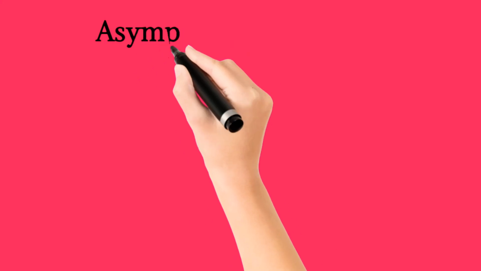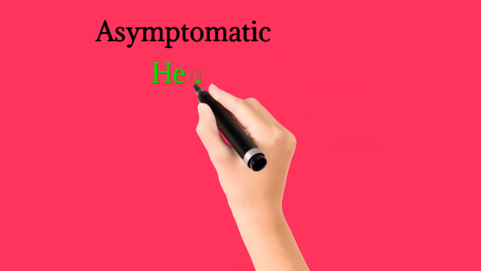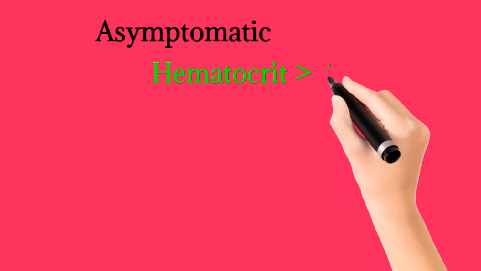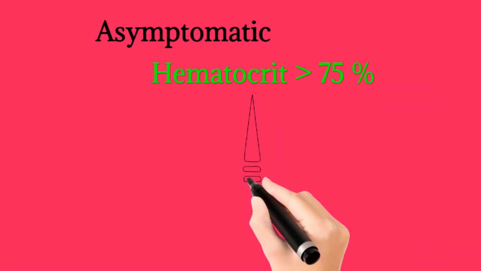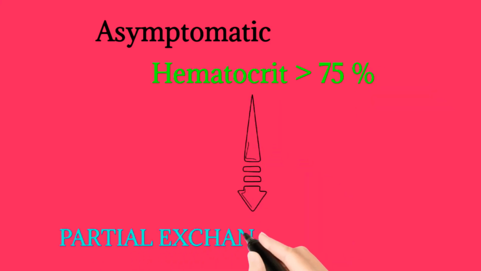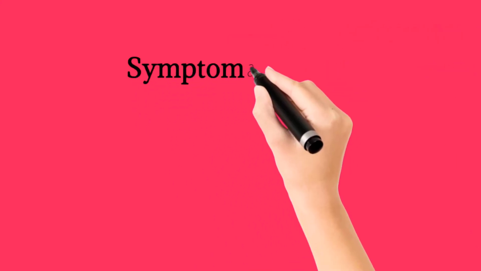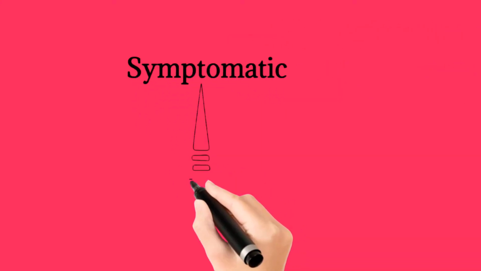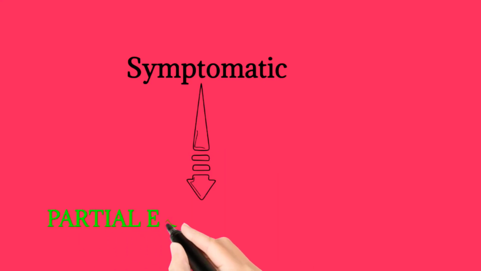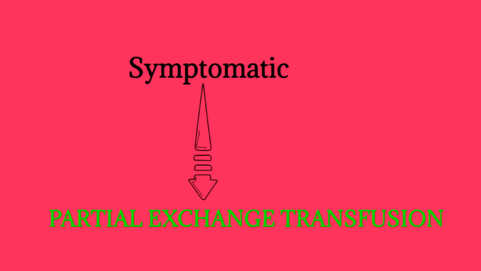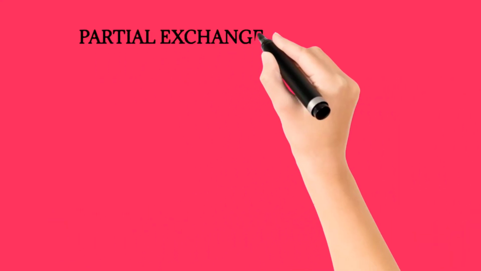In the next scenario we have an asymptomatic baby with hematocrit more than 75%. In that condition you have to go for partial exchange transfusion urgently. And similarly, if the baby is symptomatic, you have to go for partial exchange transfusion.